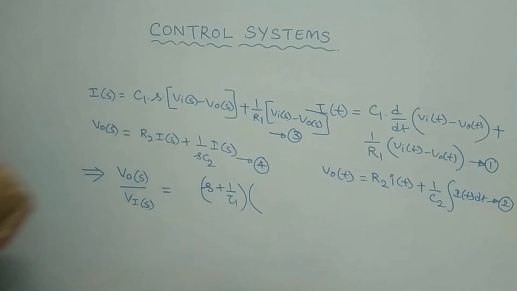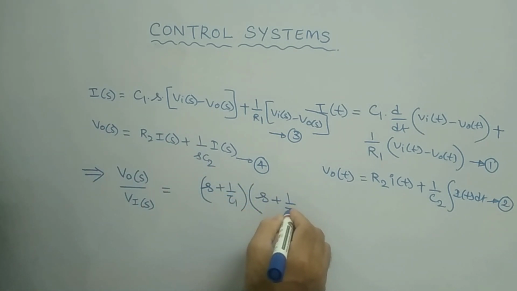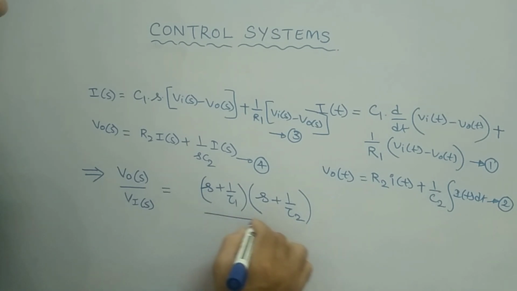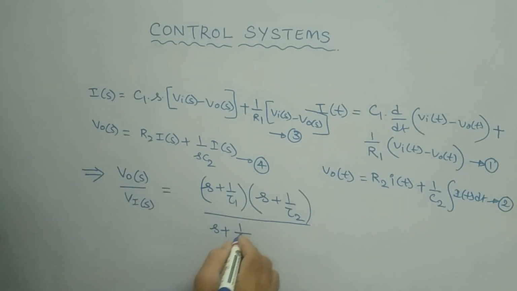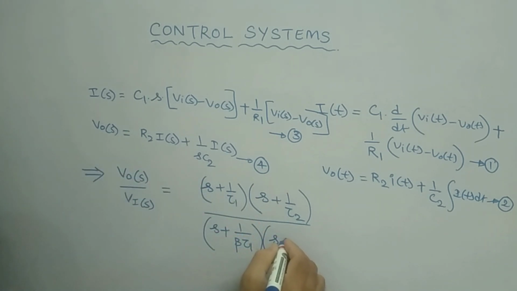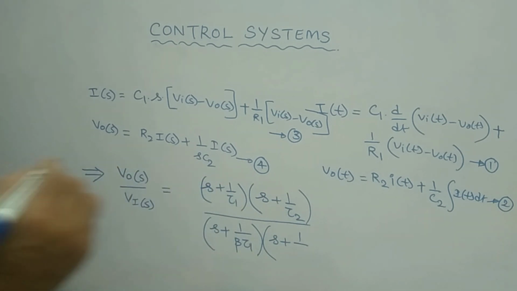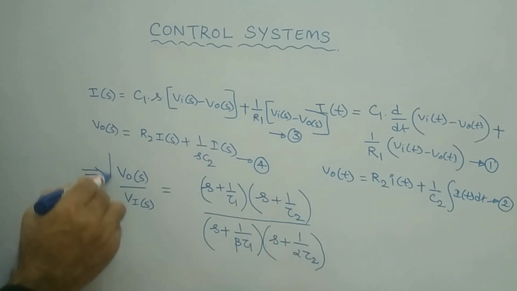simplification, right? It is s plus 1 by tau 1 plus s plus 1 by tau 2, divided by s plus 1 by beta times tau 1, into s plus 1 by alpha times tau 2. This is the expression for the transfer function.